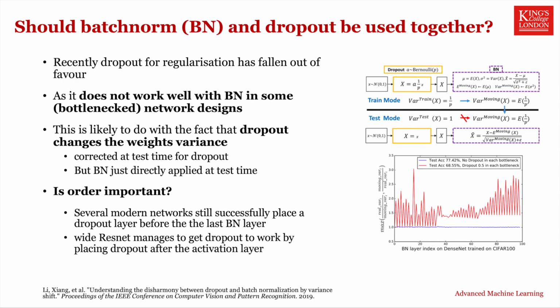However, this can actually create a problem if you implement batch norm and dropout together in one network, because one is applying a test time correction to its rescaling and the other one isn't. As a result, dropout for regularization has fallen out of favour, although some modern networks still successfully place a dropout layer before the last batch norm layer, because this does not shift variance. And as we will see next week, the designers of the wide ResNet network managed to get dropout to work by placing it after the activation layer instead of before. So there is some suggestion that the way in which layers are ordered is important.